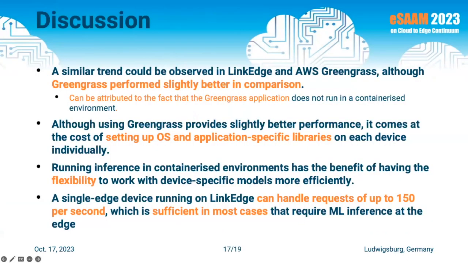Although AWS Greengrass did perform slightly better in comparison, it could be attributed to the fact that Greengrass does not run on containers. It runs on its own on the hardware itself, which also comes at the cost of having to set up the OS and application-specific libraries on each individual device. Whereas if you're using containers, we have the flexibility to work with more device-specific models in a more efficient manner. Also, we noticed that both solutions can handle requests up to around 150 requests per second, which is sufficient in most cases.